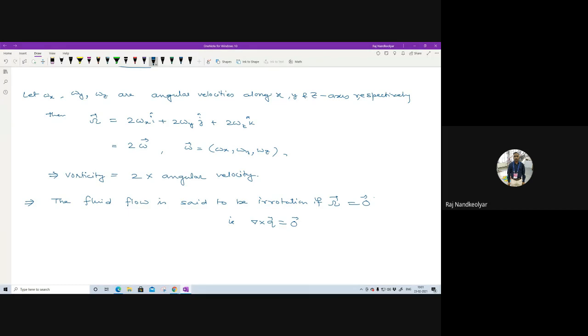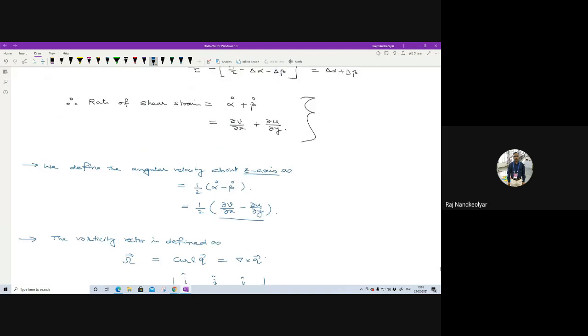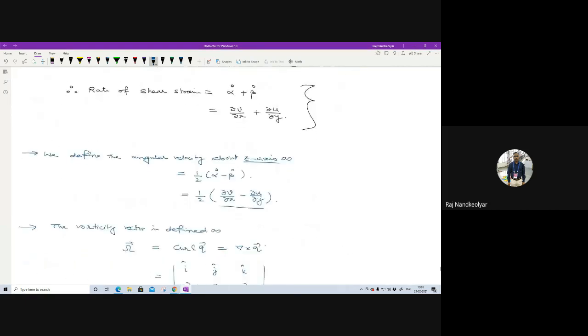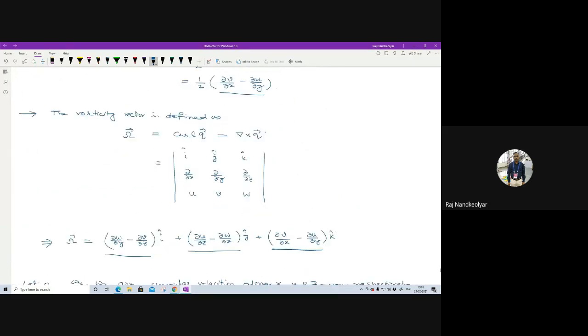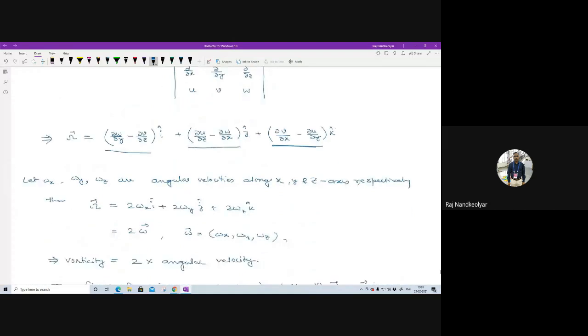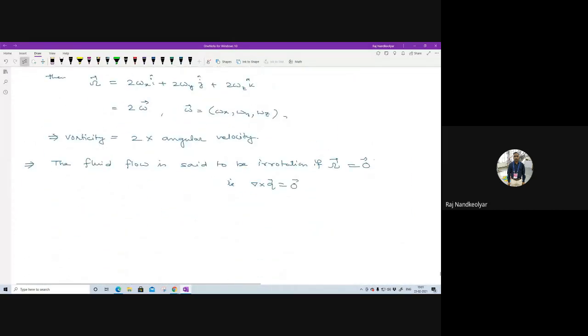Tell me if you have any doubt. We have derived the angular strain rate. With its help we defined the angular velocity, then the vorticity vector, and using the vorticity vector we are now defining irrotationality in the motion. A flow is said to be irrotational if the capital omega, the vorticity vector, is equal to a zero vector, or the curl of q is equal to 0.